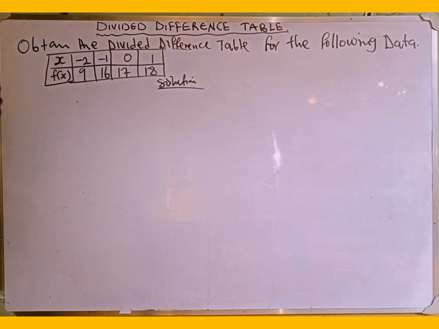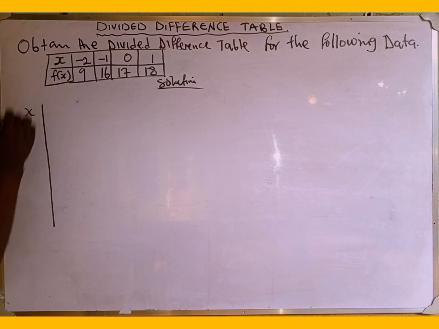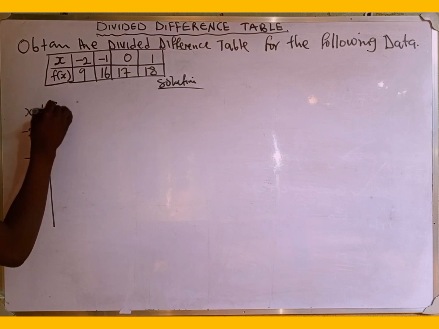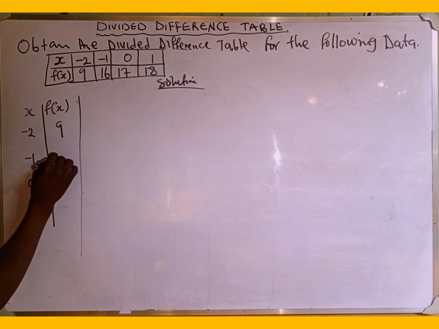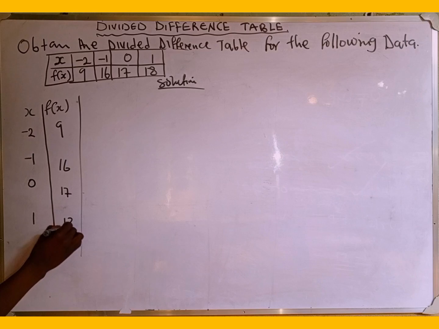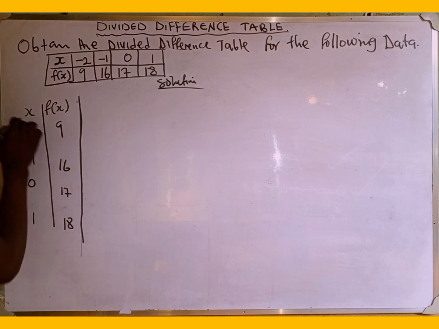The first thing we are going to do, this data is written in horizontal form. We are going to change it to vertical. So the first one is x, and under the column for x, we are going to have the values -2, -1, 0, then the last one is 1. Under f of x, we have 9, then 16, then 17, then the last one is 18. So we have successfully turned this data to vertical form.